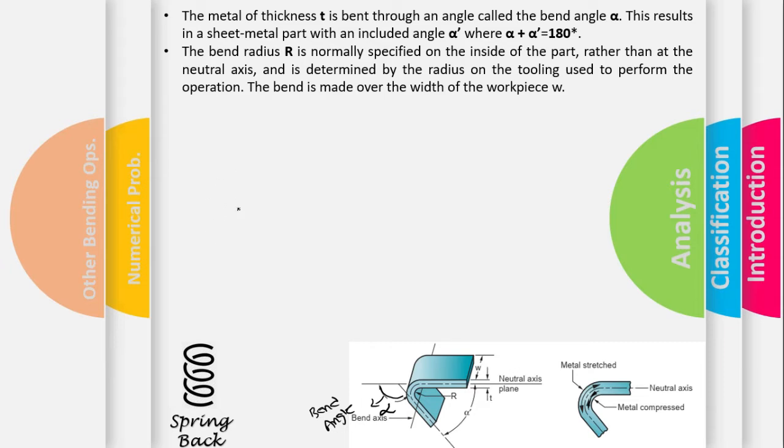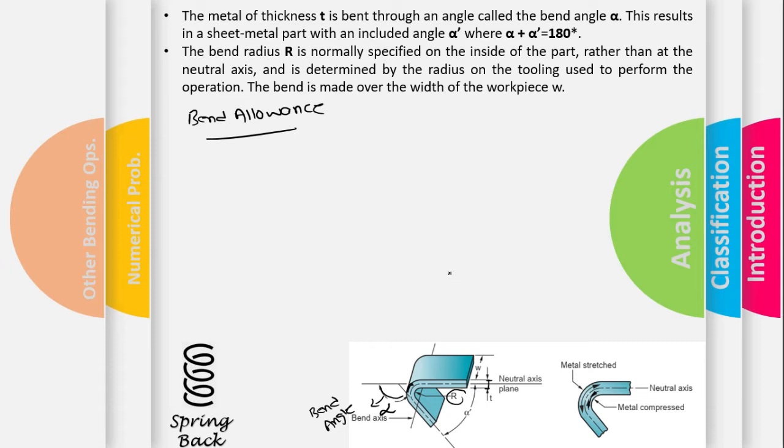One of the important terms in the case of sheet metal bending is the bend allowance. What the bend allowance is: if the bend radius R is very small compared to the thickness of the sheet, the metal tends to stretch during bending. So when we bend it, there is some stretching experienced here.